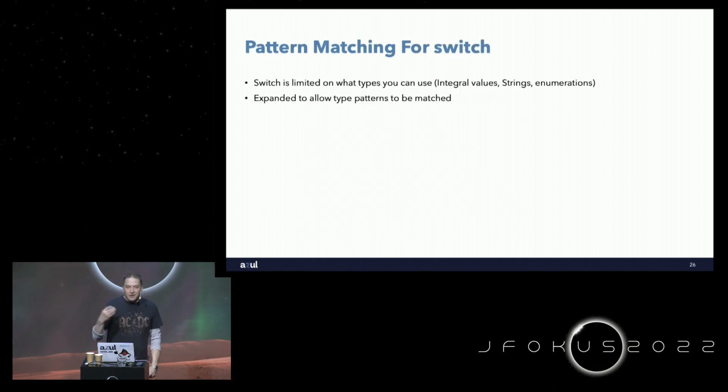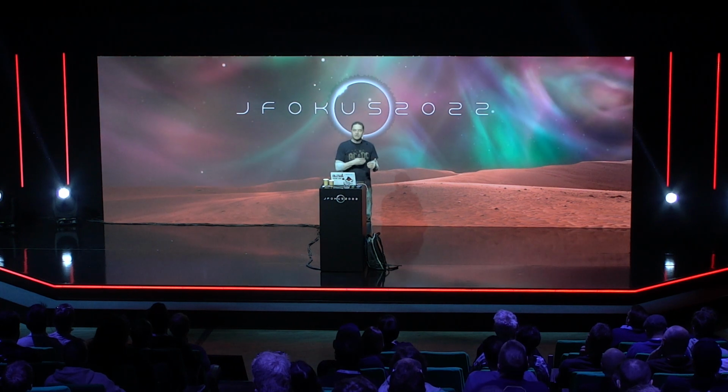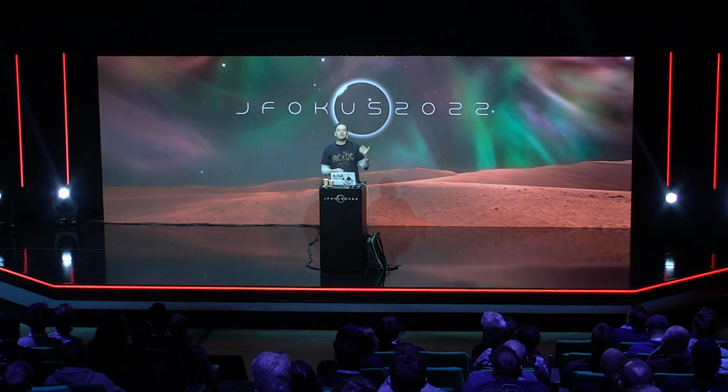Next kind of pattern matching to look at is pattern matching for switch. We saw earlier on that we now have the idea of switch expressions as well as switch statements. And one of the limitations of using switch is that you can only switch on certain things. You can switch on integral values, numbers, you can switch on strings, and you can switch on enumerations. What we now have is the idea of expanding that so that we can switch on type patterns as well.